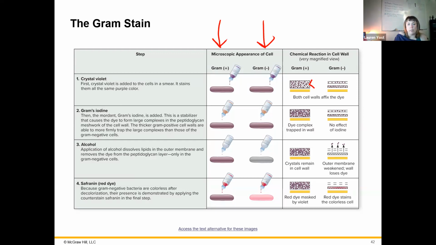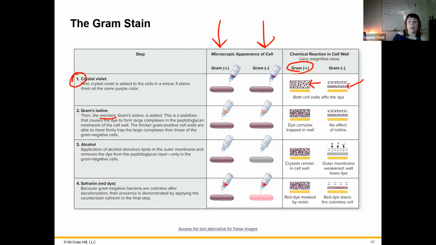So we have our thick peptidoglycan layer here and our thin cell wall in the middle for the gram-negative, right? We're going to add our first stain, the crystal violet, and that's going to get stuck inside of that lattice of the gram-positives. Then we will treat with iodine. Iodine is a mordant, which helps fix the crystal violet into place if it is trapped there properly. It makes a complex so that it will not be able to come out.